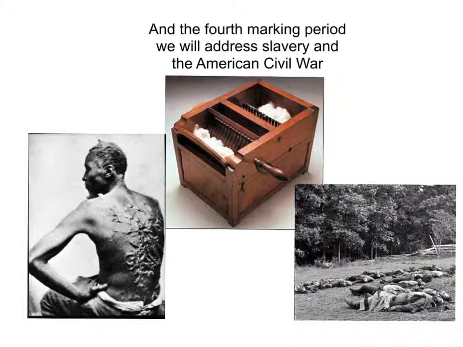This is an image of an American slave, obviously, who had attempted to escape numerous times. This image in the center is an image of a cotton gin, which was an invention in the early part of the 19th century, which resulted in a boom in the number of slaves required to work plantations in the South. And this final image over here on your right is an image of the battlefield dead at Gettysburg, Pennsylvania.